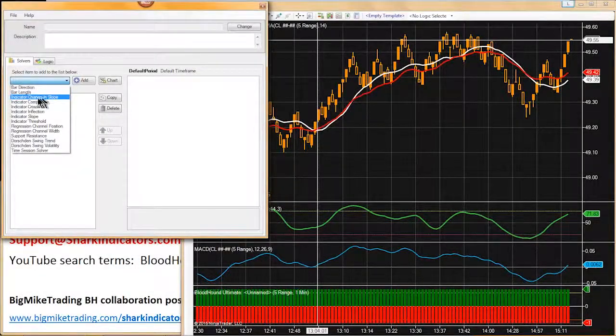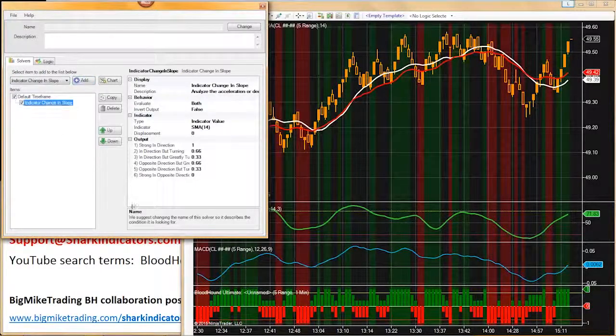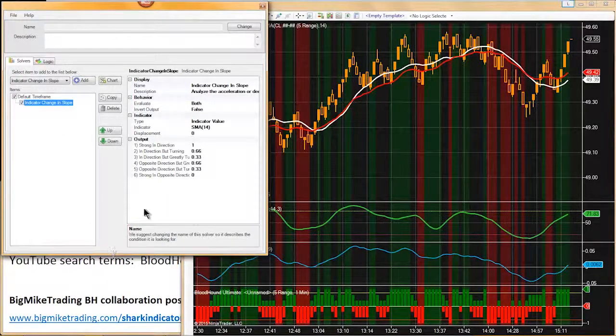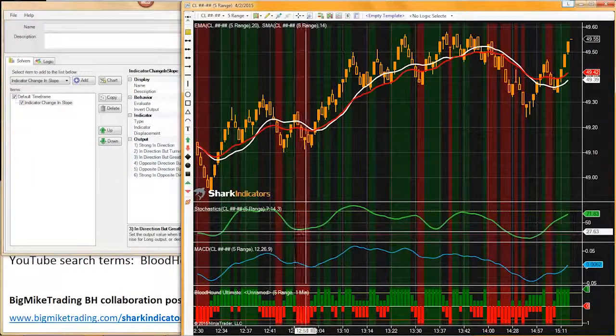The solver I'm going to cover first is the second one down here on the list, the change in slope solver. So let's add it on here so we can see what it's doing. This one is a little different than the others in that it has quite a few output options. It takes one indicator input, and then it has all of these outputs that correlate to how the slope is changing.